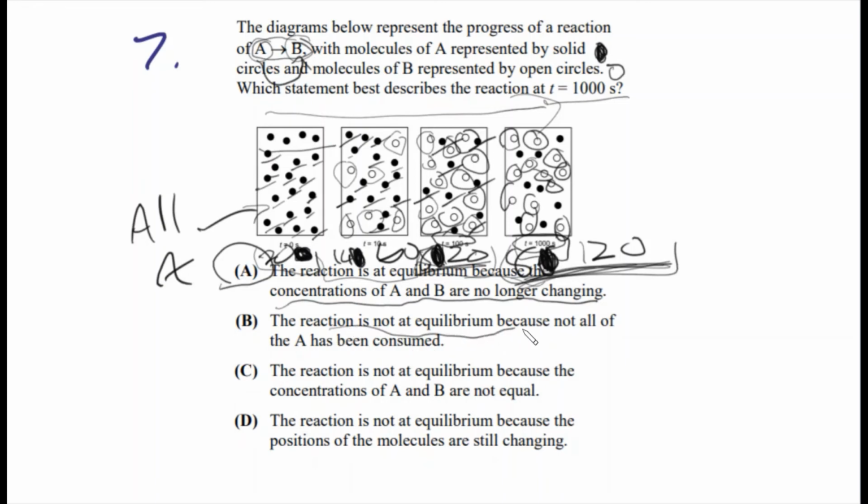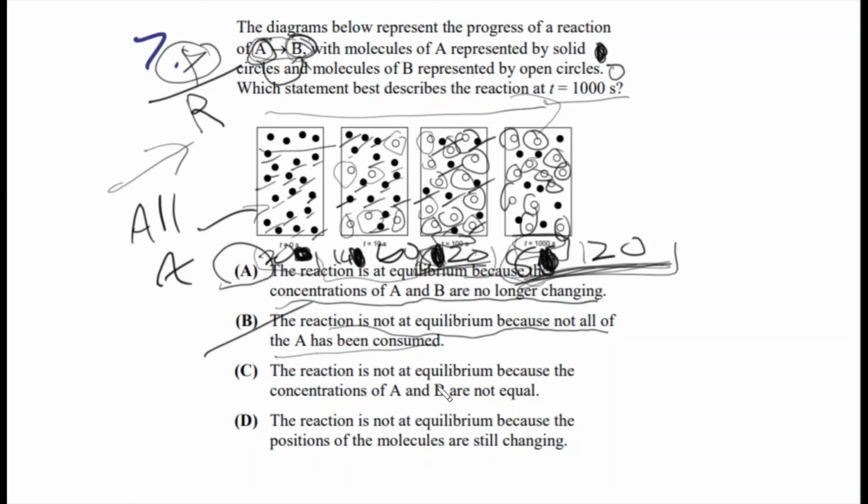The reaction is not at equilibrium because not all of the A has been consumed. Well, for things to be at equilibrium, it doesn't mean that all of this has to turn to this. Remember, equilibrium is like a balance between products and reactants. So there can still be products in the end during equilibrium, even though not all of the reactants reacted, because in equilibrium, both reactants and products exist. So B is out.